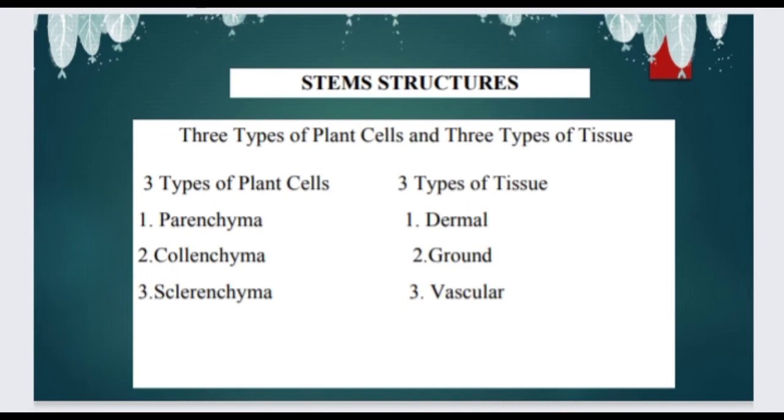So they have three types of plant cells and three types of tissue. The three types of plant cells are first, parenchyma, second, collenchyma, and third, sclerenchyma. And the three types of tissue: first is dermal, second is ground, and third is vascular.